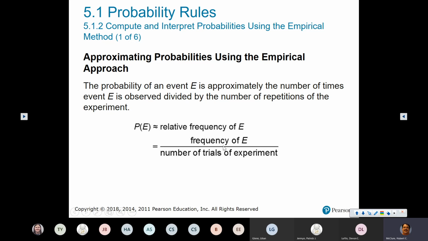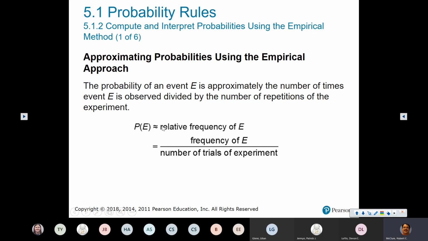This is how you find probability. The number of times something actually happens over the number of trials of the experiment. If I flip a coin 10 times and I get 4 heads, then the probability of heads is 4 over 10, which is equal to 0.4. This is usually the physical probability. The number of times something actually happens over the number of trials tried. Flipping a coin, 4 times I get heads over 10 flips. That would be an example of this formula.